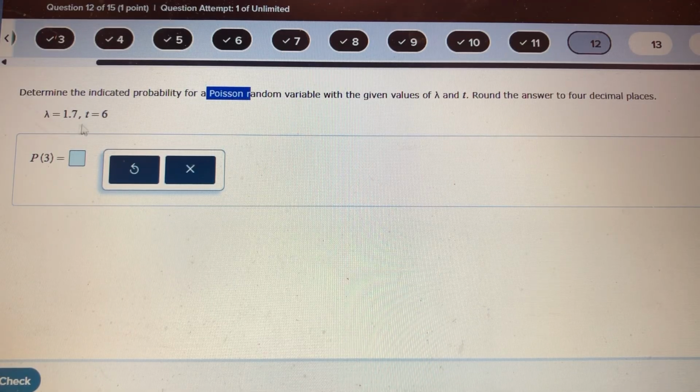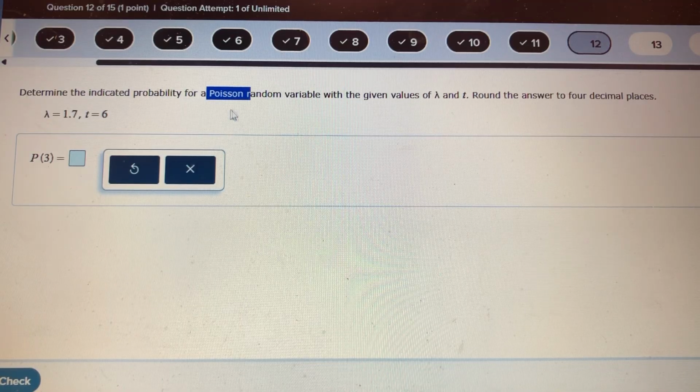This is like n and p, but in Poisson it's different. In Poisson, there is no set number of trials and there is no probability of success. What there is, is a lambda, which is the average number of successes per some unit of time, like 6, whatever.